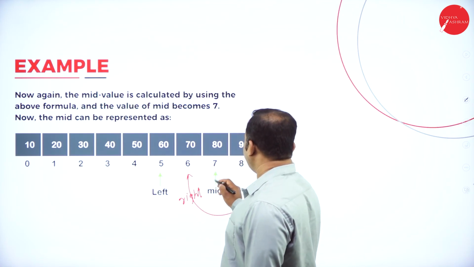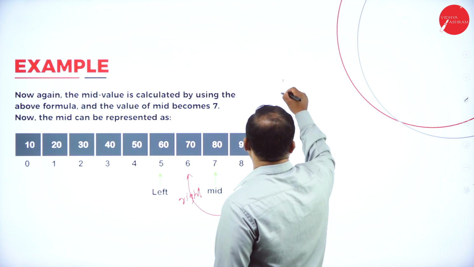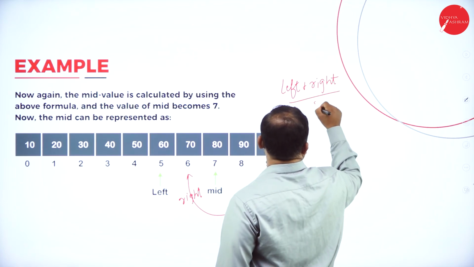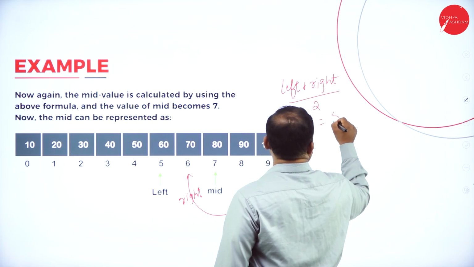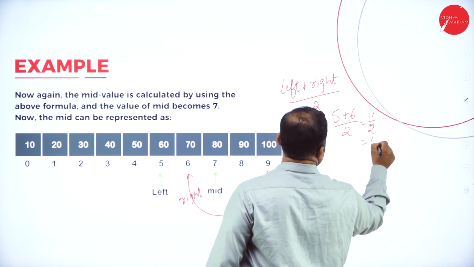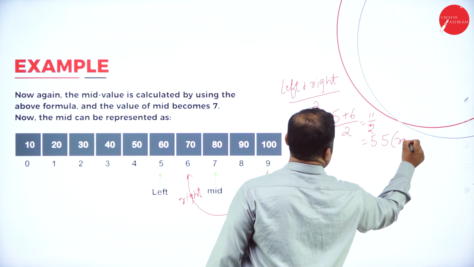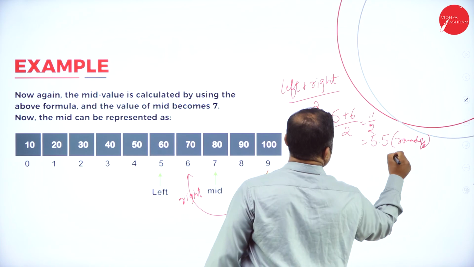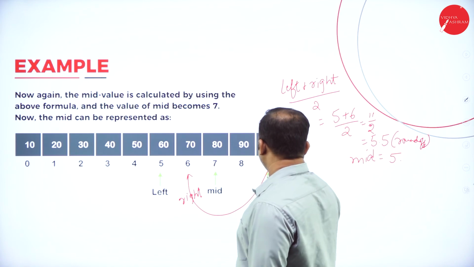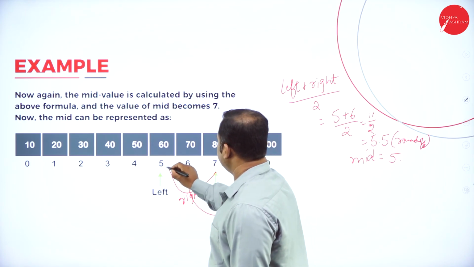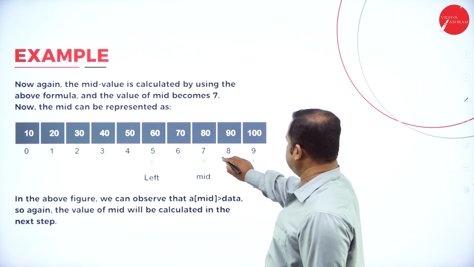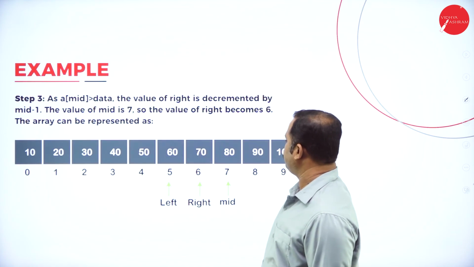Now, A of mid, again, left plus right by 2, that is 5 plus 6 by 2, which is 11 by 2, which is same as 5.5. I will round off this to 5. That is mid is equal to 5. Now, if that is the case, this becomes your new mid element. You will see in the next slide. This is your mid and this is your right.